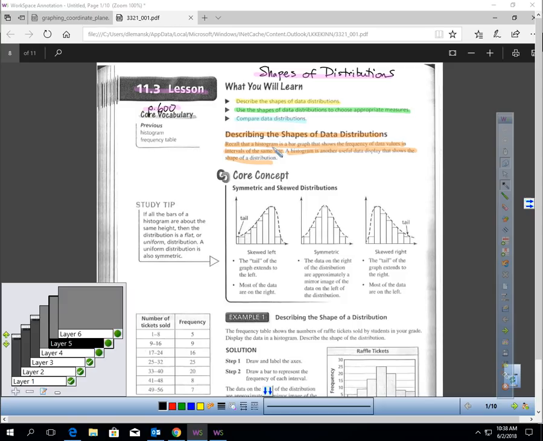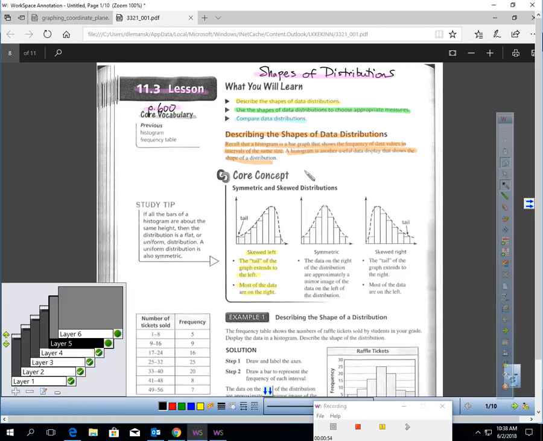A histogram is a bar graph that shows the frequency of data values in intervals of the same size. A histogram is another useful data display that shows the shape of distribution. Now, I'm pretty confident you have drawn histograms before. I always learned when I was in school that a histogram is just a bar graph with the bars all pushed together, and each bar represents an interval of data.